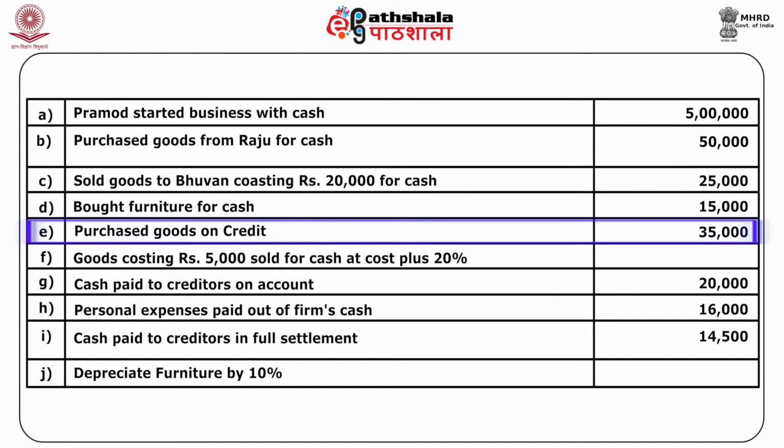Purchased goods on credit of rupees 35,000. Goods costing 5,000 sold for cash at a cost plus 20%. Cash paid to creditors on account of rupees 20,000. Personal expenses paid out of firm's cash of rupees 16,000. Cash paid to creditors in full settlement of 14,500 and depreciate furniture by 10%.